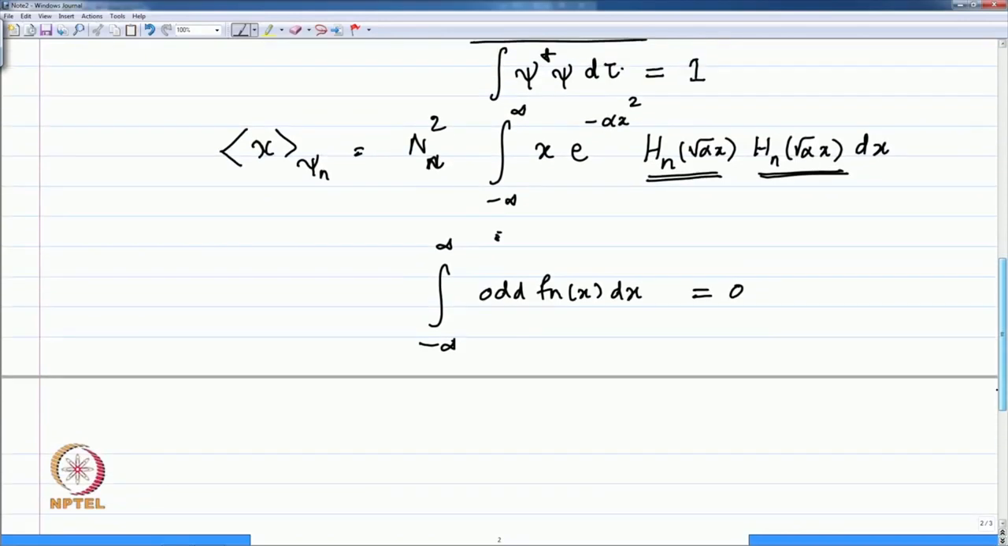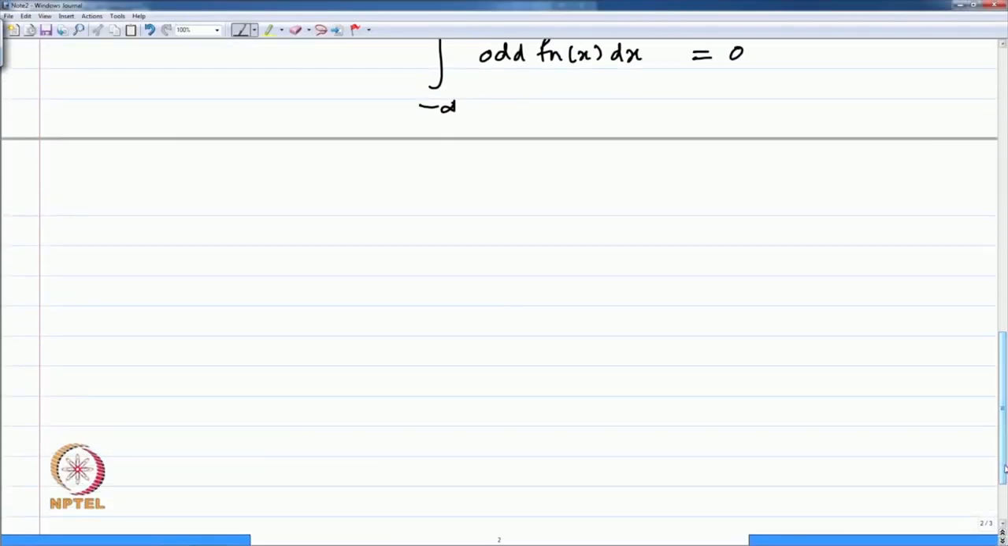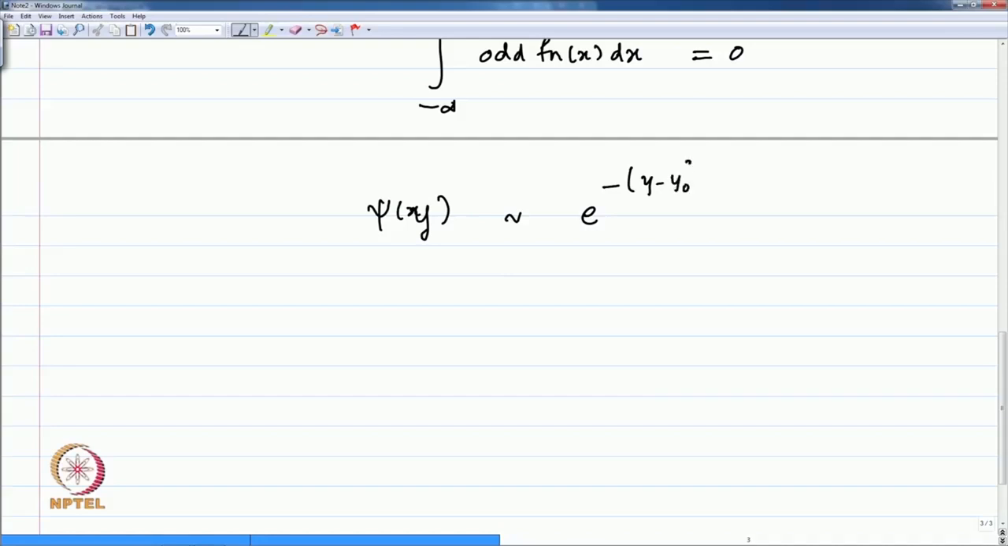Therefore, the average value for the position of the harmonic oscillator, independent of what state the harmonic oscillator is in, is always the midpoint, the point where the harmonic oscillator is at equilibrium and the potential energy is 0. Now, if the harmonic oscillator, for example, is not centered at x, but we have a slightly different coordinate system, such that we represent the harmonic oscillator by, say, psi of y, as exponential of minus y minus y naught whole squared by 2, where y naught is the center.